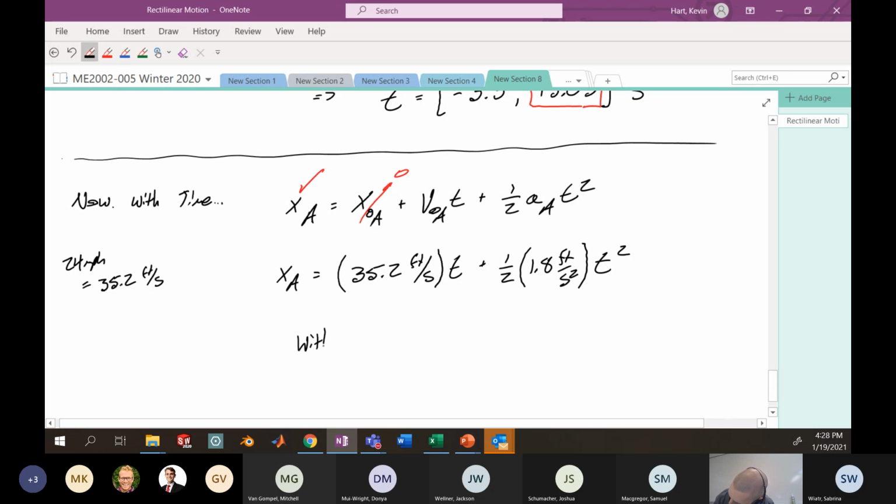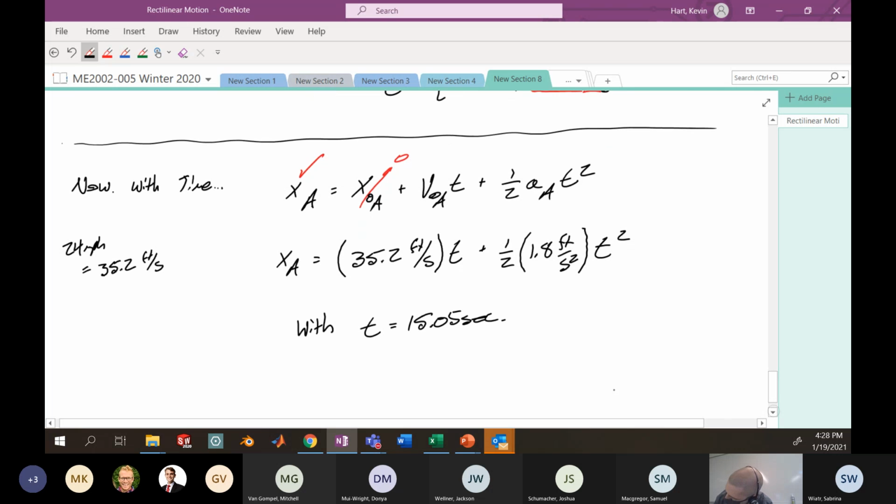So with t as 15.05 seconds, you get that the position of car A, which we know at this particular time is the same as the position of car B, what we solved for at this particular time, is going to be 733.6 feet.